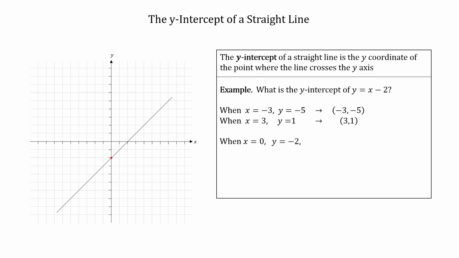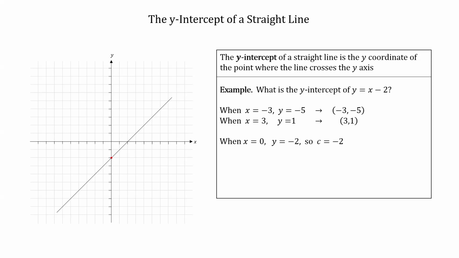When we plug x equals 0 in, we just get minus 2, because we get 0 minus 2. So y is minus 2. So that's our y-intercept. And as I said, we often label this C, so I'm going to say C, in this case, is minus 2.